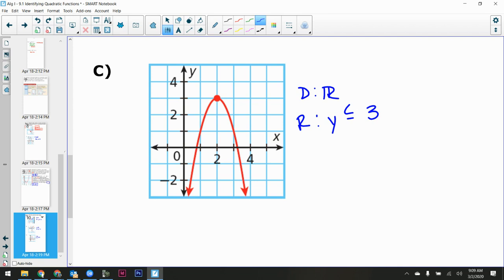Okay. Homework is up here, page 595, numbers 22 to 38. Make sure that you're using graph paper when I ask you to graph.